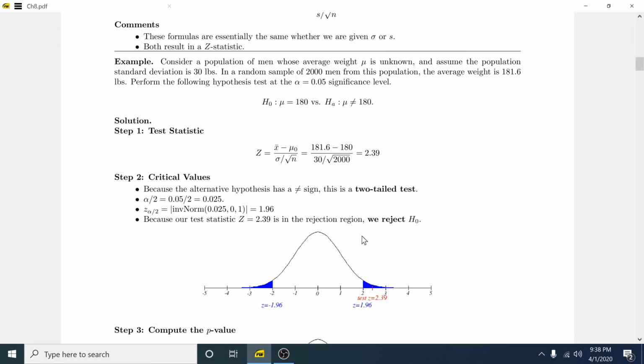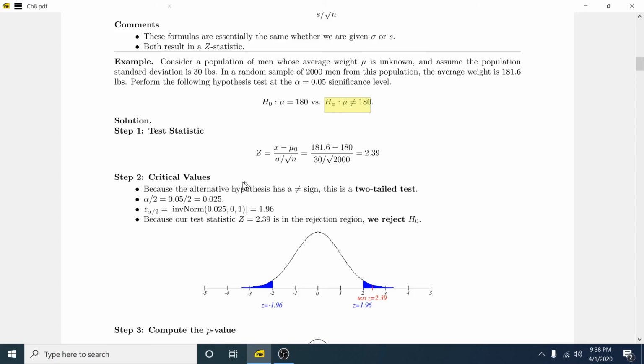So let's pause for a second and think about clinically what this means in this problem. Our hypothesis testing problem was: the null hypothesis says that the average weight of the men in this population is 180 pounds. The alternative hypothesis is that mu does not equal 180. What we've been able to do here is reject the null hypothesis. And what that means is we have strong evidence that the null hypothesis is false. And if the null hypothesis is false, then we have strong evidence that the alternative hypothesis is true. And that's how you want to think about that.